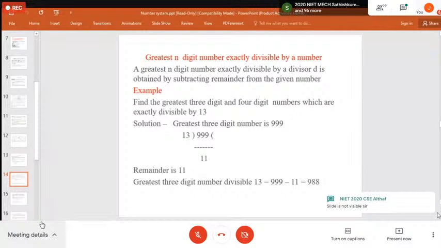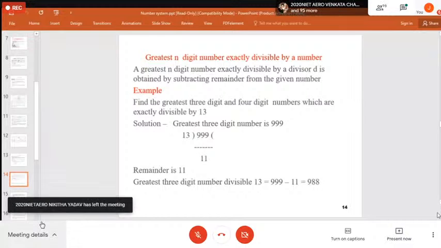Go to the solution. The greatest 3-digit number is 999. When you divide 999 by 13, you will get the remainder 11. Subtract this remainder from 999 and you will get 988. So this is the greatest 3-digit number which is exactly divisible by 13.